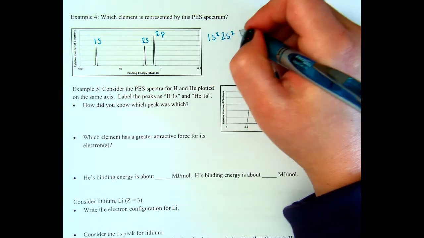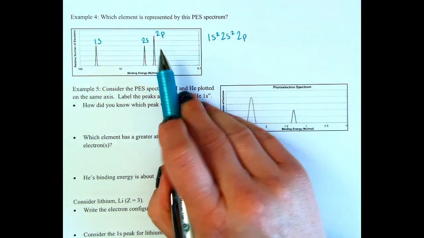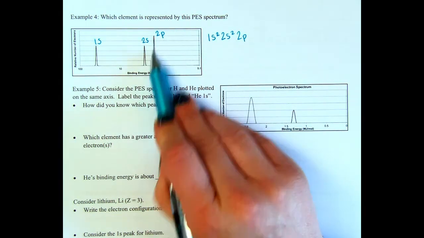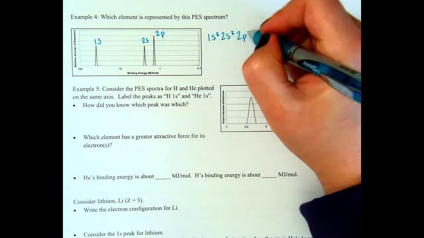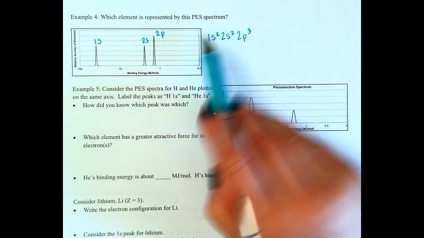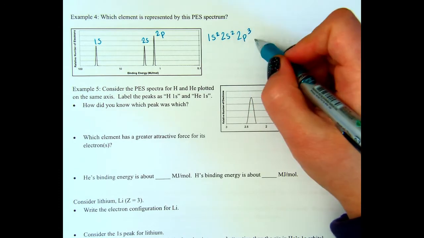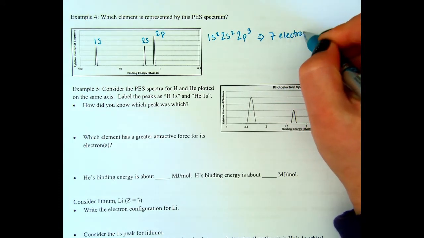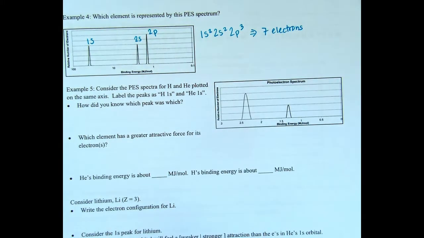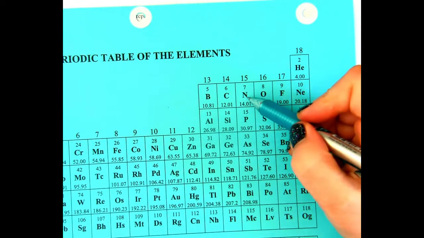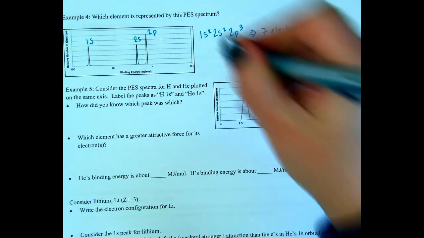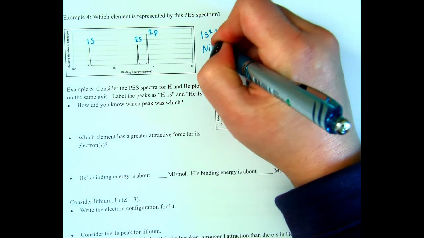And then in my 2p peak, I notice that my 2p peak is 1.5 times as tall as my 2s. So 1.5 times 2 would be 3, so I have 3 electrons there. So overall, I have 2, 2, 3, which is 7 electrons. And so if I look on my periodic table, my protons and my electrons are going to match up, and I know that Z equals 7, so that's going to be nitrogen. So this is nitrogen.